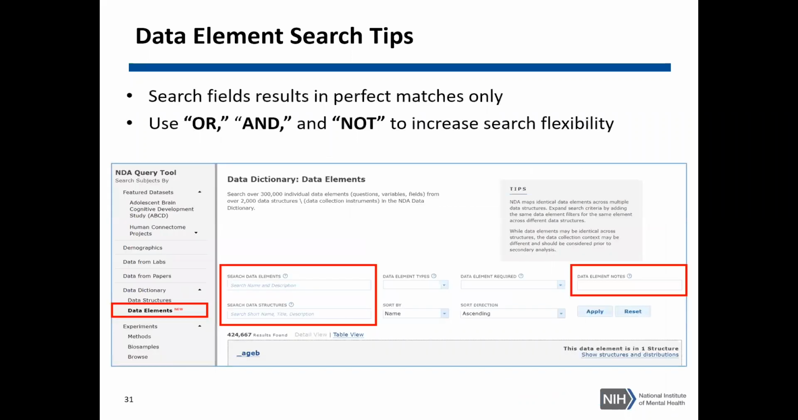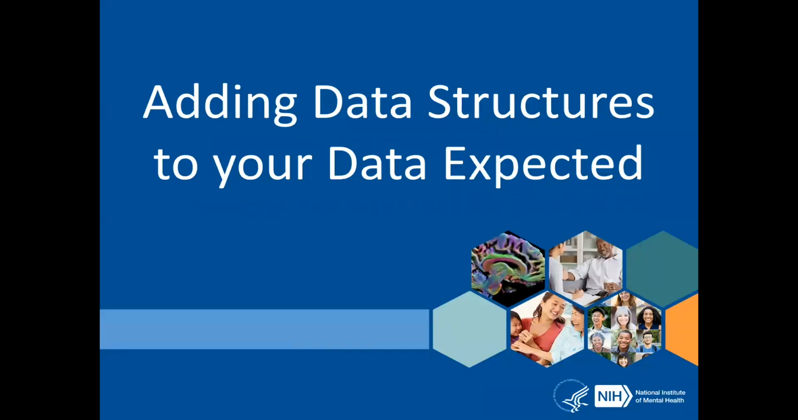It's very similar for data elements as well. Again, perfect exact matches only. Use "or," "and," "not" to increase your search flexibility. With that, we're now going to go over the step-by-steps in adding structures to your data expected list, how to request changes to an existing structure, and how to request an entirely new data structure to be added into the NDA Data Dictionary along with your NDA collection.